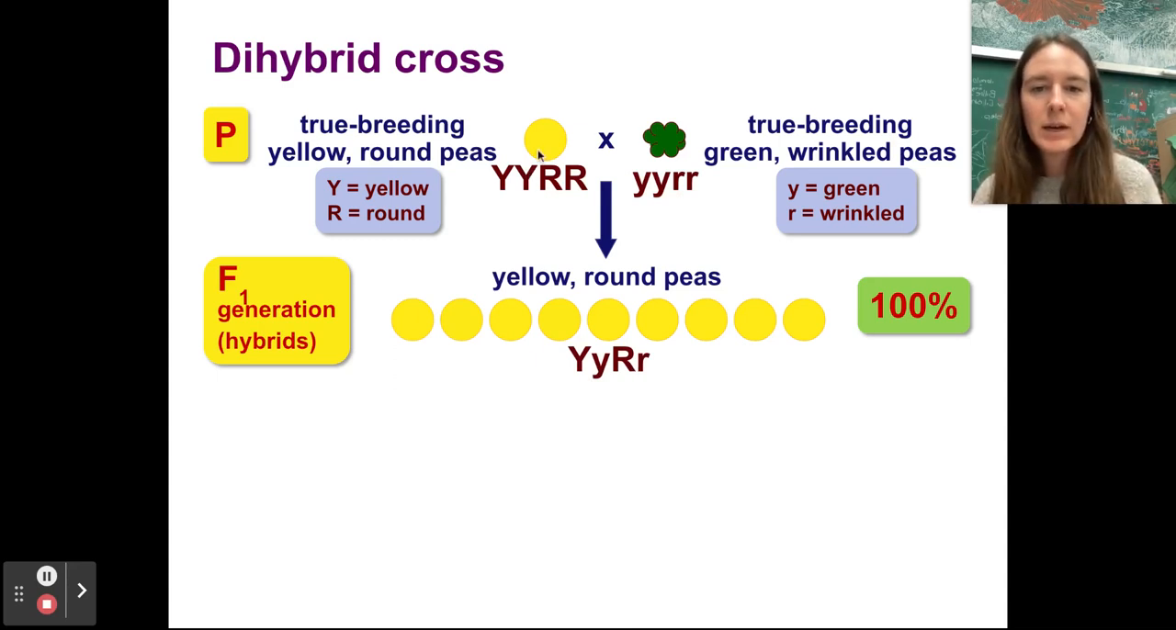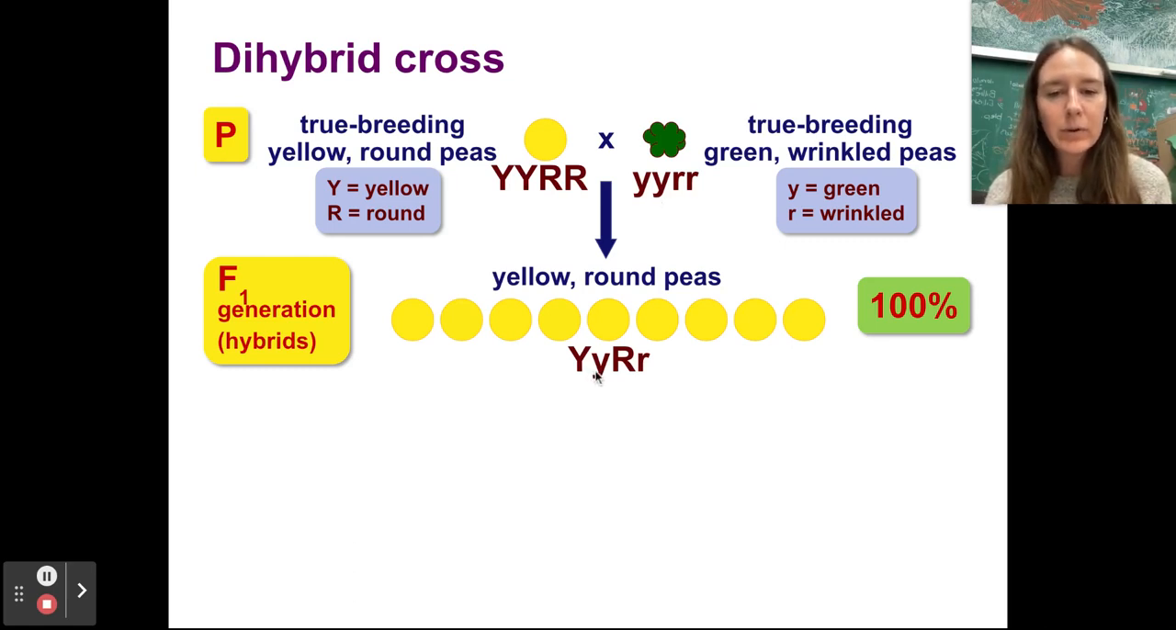That's because this parent passed down this allele for color, and this parent could only pass down this allele when the sperm and egg cell are coming together. This one can only make capital Y alleles, and this one can only make little y alleles. So together, you get capital and lowercase. Let's look at shape, right? This can only pass down capital R. This one only has lowercase r in their alleles. So now our homologous chromosomes for the offspring will be heterozygous.